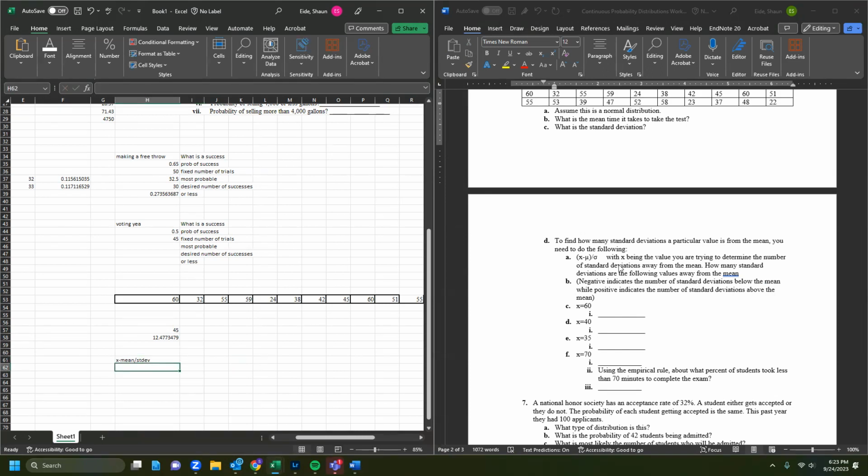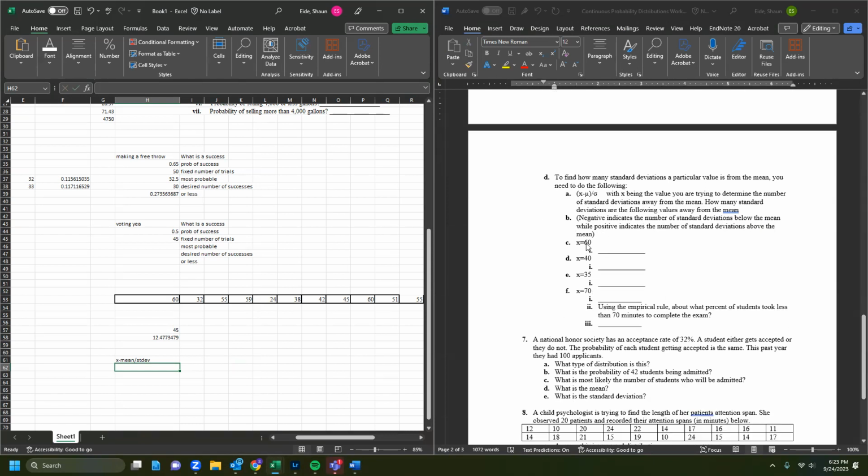So coming right down here, okay, so let's come down here. How many standard deviations from the value are the following values from the mean? Negative indicates the standard deviations are below the mean, while positive indicates that the standard deviations are above the mean. So we've got the value of 60. So what we're going to do is equals, so we're going to do C right here, equals 60 minus the mean, so 45, and we're going to put this in parentheses. And then we're going to divide it by the standard deviation. Okay. And so that gives us 60 is 1.2 standard deviations above the mean.